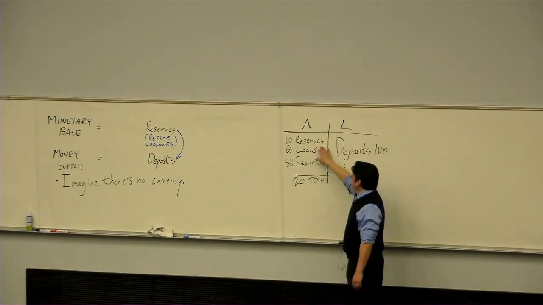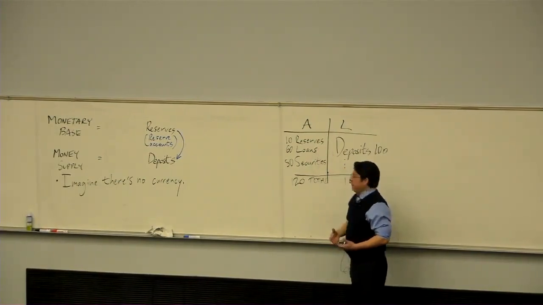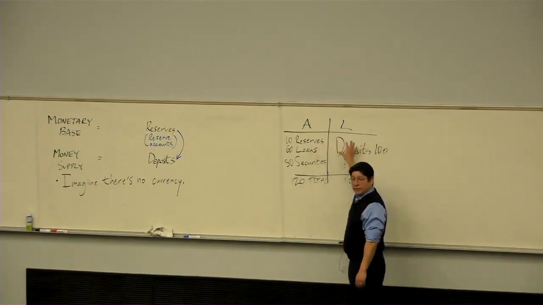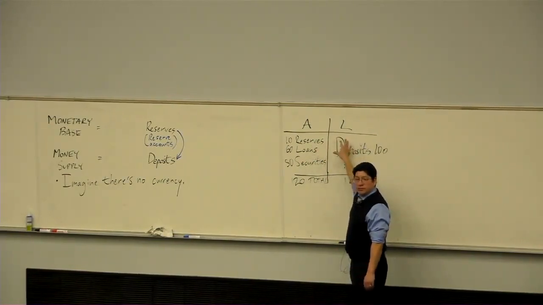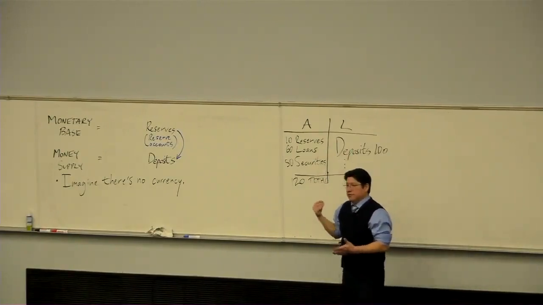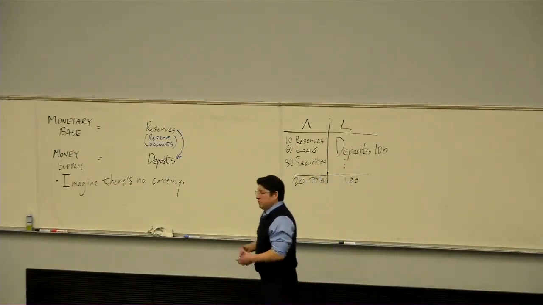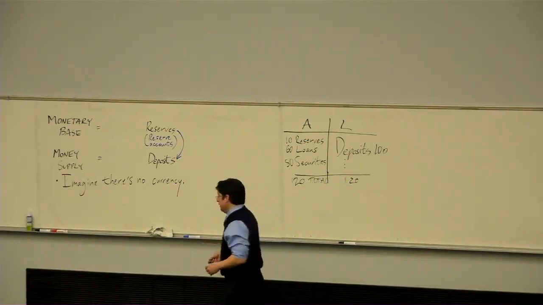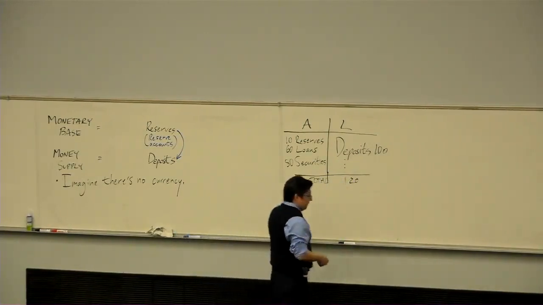Or maybe it's not required, but this is just what the bank has decided is a reasonable amount as a precaution against withdrawals. So whether it's 10% because it's required or 10% because the bank feels like it, there's some reserve ratio that the banks target. And in this example, it's 10%.